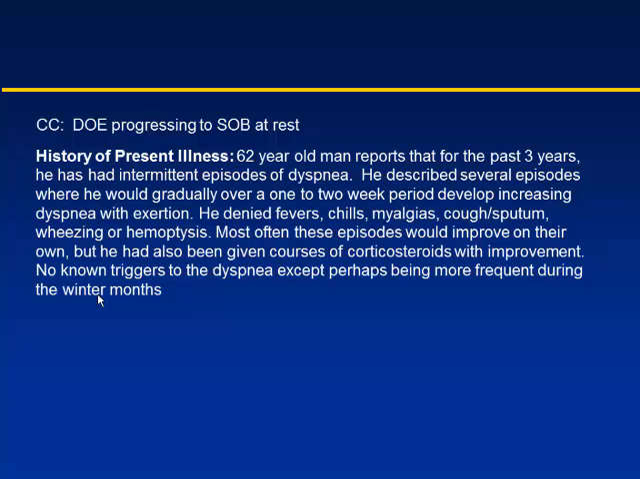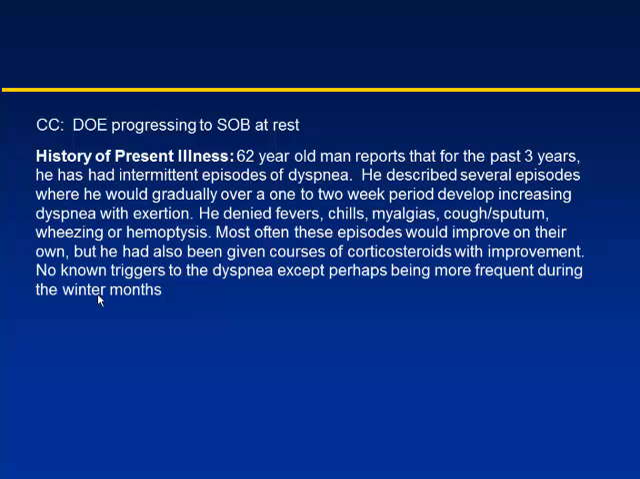So let's, as an example, give a little case report. The patient has exertional dyspnea that is now shortness of breath at rest. 62-year-old man. For 3 years, he's had intermittent episodes of dyspnea. Described several episodes where he gradually, over a 1 to 2 week period, developed increasing dyspnea on exertion. No fevers, chills, myalgias, cough, or sputum, or wheezing, or hemoptysis. And most often these episodes would improve on their own, but he had also been given a few courses of steroids with improvement. No known triggers to the dyspnea, except perhaps being more frequent during the winter months.